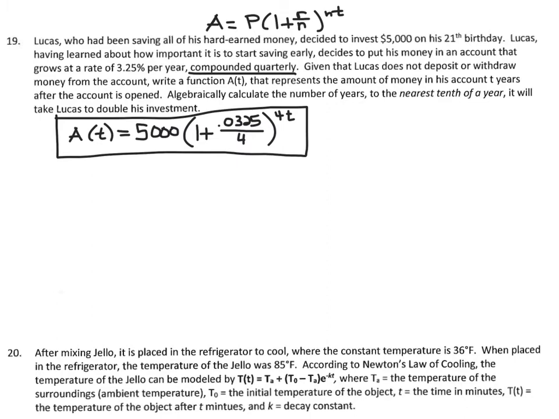Now after that it says, algebraically calculate the number of years to the nearest tenth of a year it will take Lucas to double his investment. So if he's investing $5,000, if you double that, he wants it to grow to be $10,000. So I'm going to replace the A of t with 10,000.